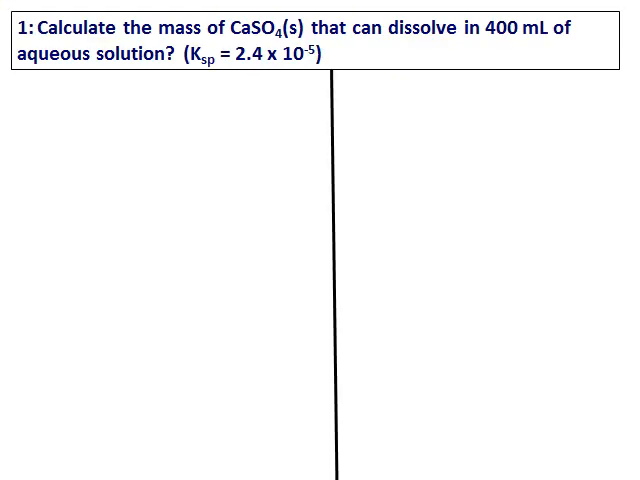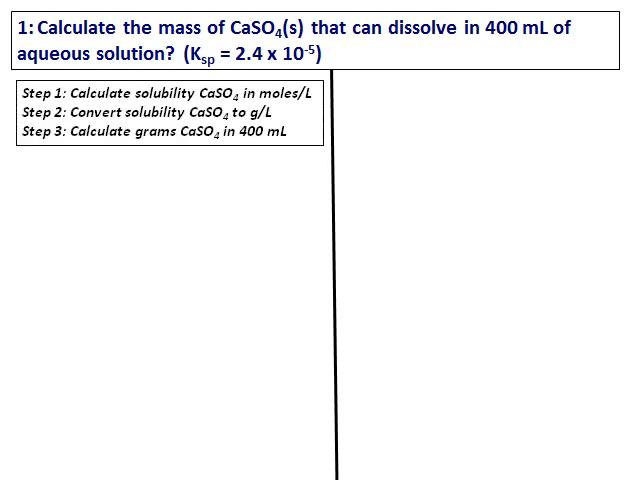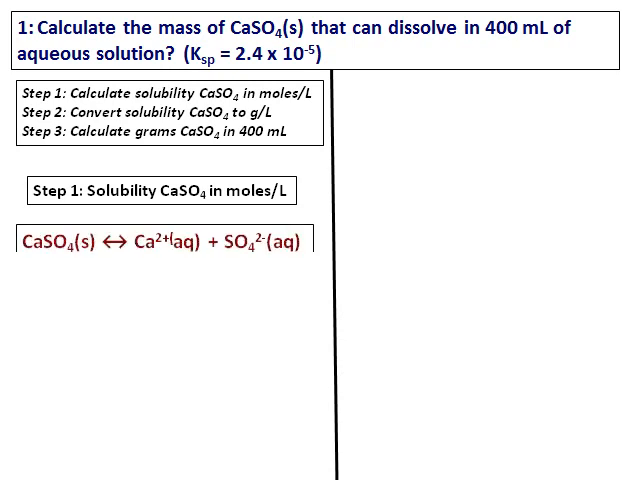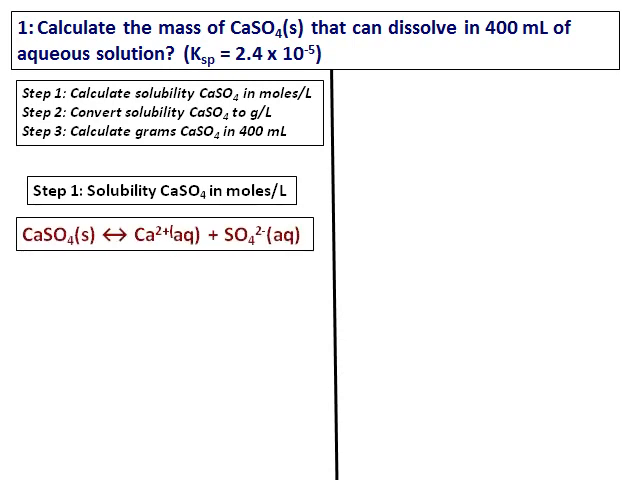Calculate the mass of calcium sulfate that can dissolve in 400 milliliters of aqueous solution. The solubility product is given. So we will do it in 3 steps. The first step, we will calculate the solubility of calcium sulfate in moles per liter, then convert it into grams per liter, then we convert it into grams. So the first step, to calculate in moles per liter, write down the ionization equation of calcium sulfate giving calcium ions and sulfate ions. The initial concentration is 0, 0 and the change is S.